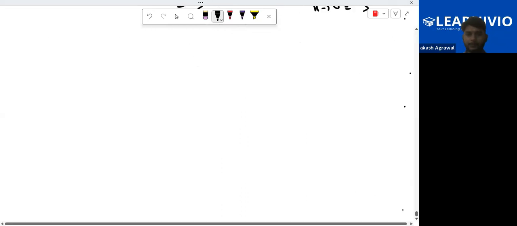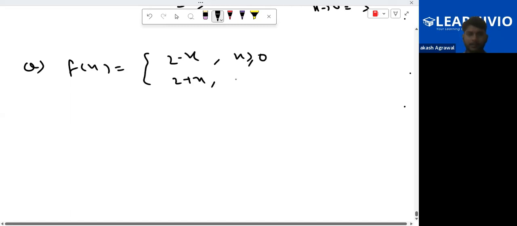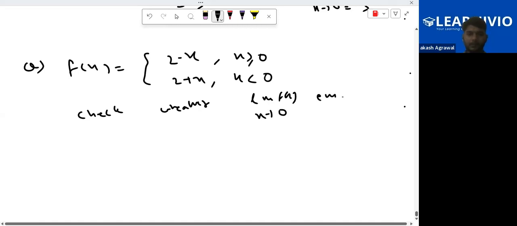One more question. f of x equals 2 minus x, x greater than or equal to 0, and 2 plus x, x less than or equal to 0. Okay, check whether limit f of x as x tending to 0 exists or not. Okay.